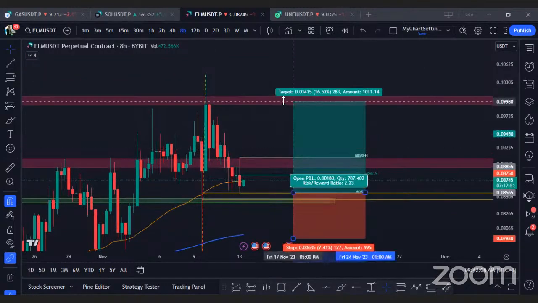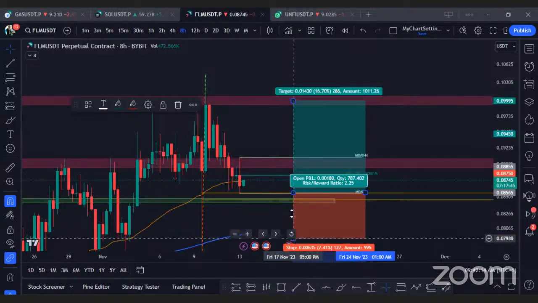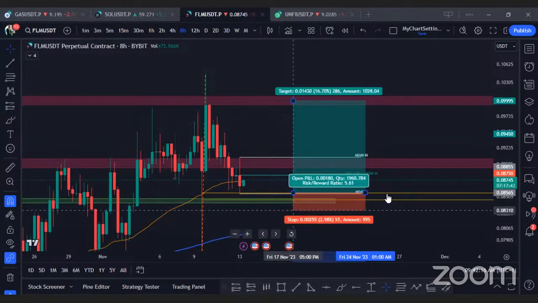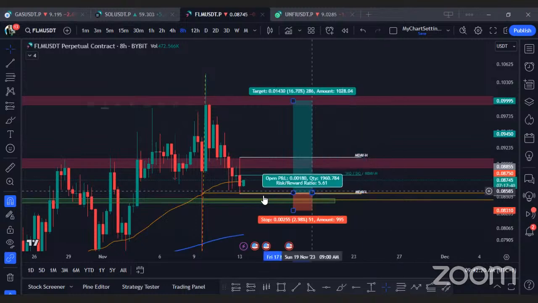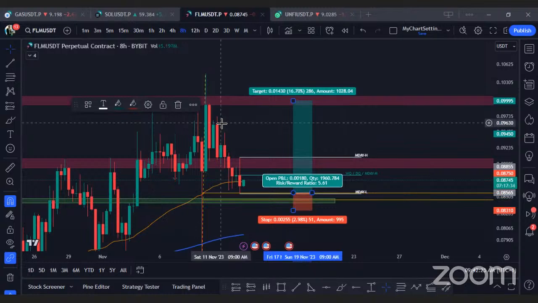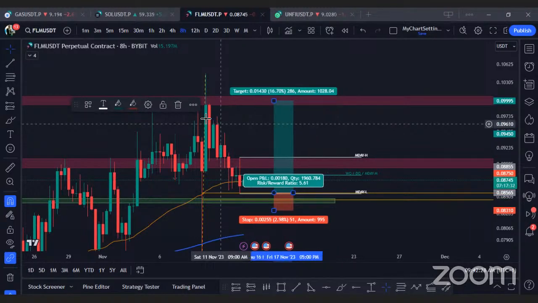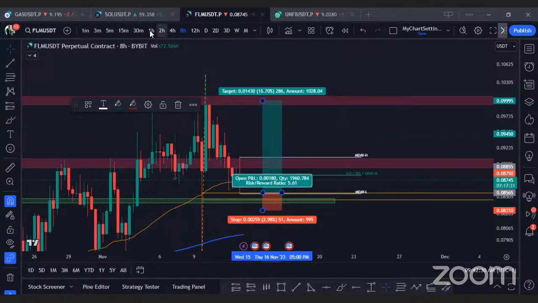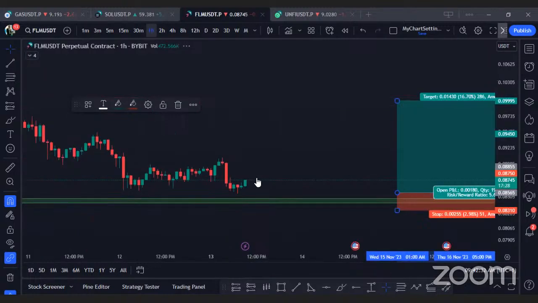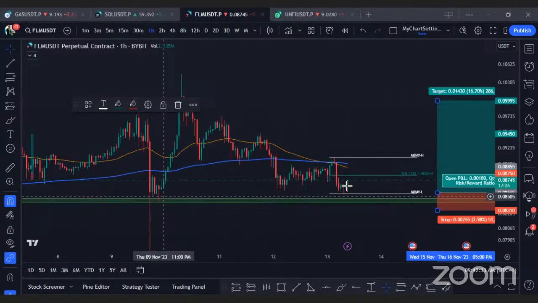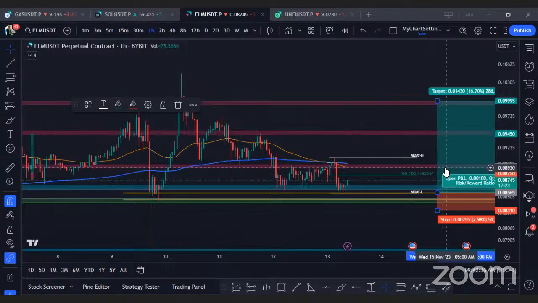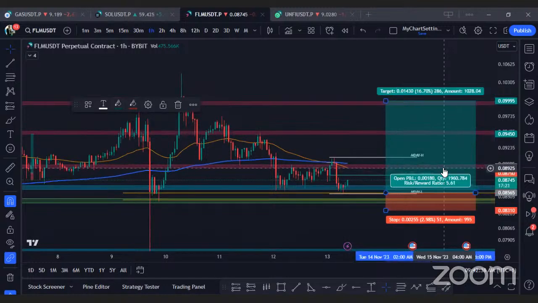FLM, let's target that level of 0.099. Put your stop loss slightly below that area. You can do a market order, or you wait for this to come back down to that area and then you long. That's what I'm looking at. Either you do a market order for FLM or wait for it to come back down there. If we test that level again, you long. If not, you can do a market order for FLM right now.